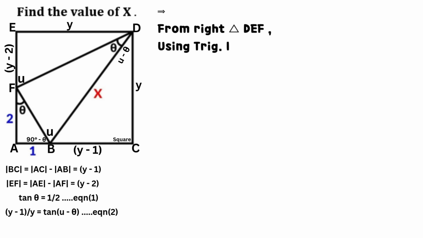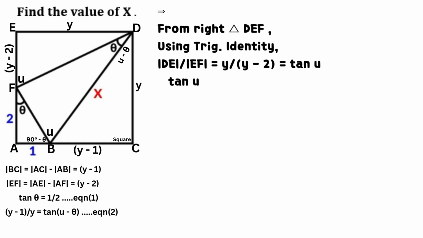From right triangle DEF, using trigonometric identity, length DE divided by length EF equals y divided by (y minus 2), which equals tan u. Hence, tan u equals y divided by (y minus 2). We call it equation 3.